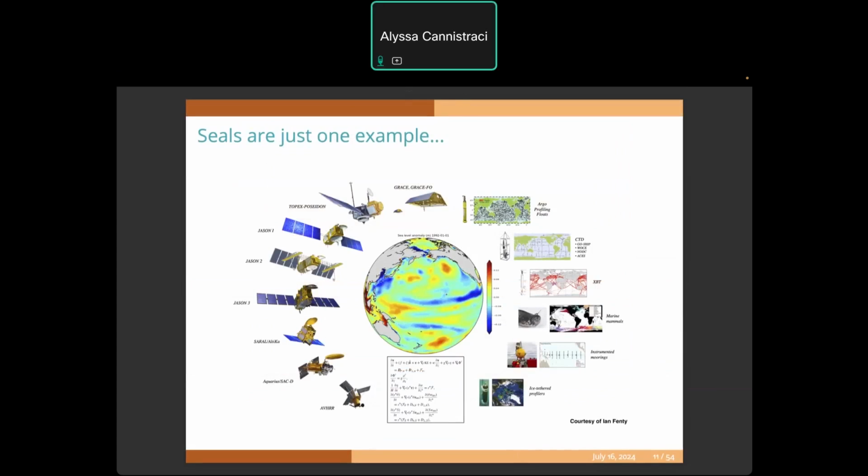You've probably heard by now about Argo profiling floats. We also have instrumented moorings. So this is where scientists go on an actual expedition. They drop an instrument into the water, collect the data, and withdraw the instrument from the expedition. And then we also have ice-tethered profilers. So these are instruments that are actually connected to the ice and collect information on water content in the Arctic. So there's a very large variety of ways that we collect data in the ocean, and then we want to know how to assimilate that data.